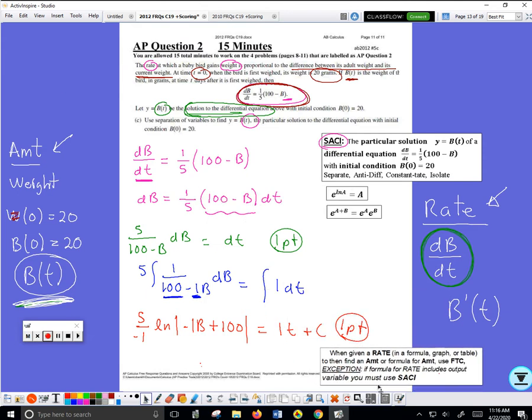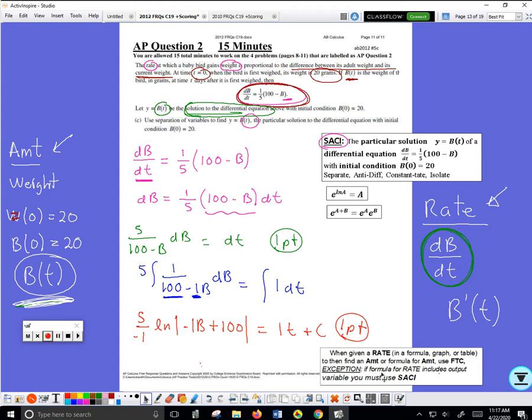So the box on the golden note says, whenever you are given a rate, they gave us a rate, and they want us to find an amount, they want us to find the formula for B of t, you're going to use the fundamental theorem as your first choice, unless the rate they give you includes the output variable. So in this particular problem right here, use separation of variables to find B of t. We are supposed to find this formula, which is the solution to the differential equation.